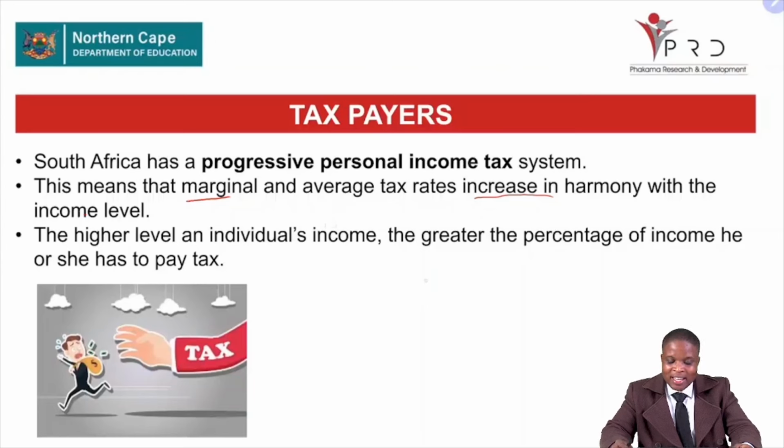So as a taxpayer, you suffer. When there's inflation, you bargain for more wages, your salary increases, so your bracket increases. Even your taxation increases, because it moves in harmony with your income level. The more you get paid, the more tax you pay. So as a taxpayer, when there's inflation, your income increases and your taxation increases as well. The higher the individual's income, the greater the percentage of income he or she has to pay. So when the individual's income increases, they will have to pay more taxes.